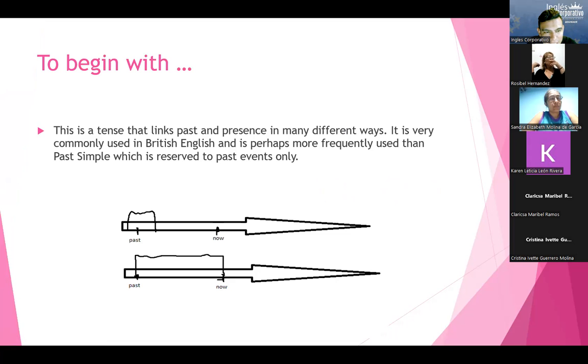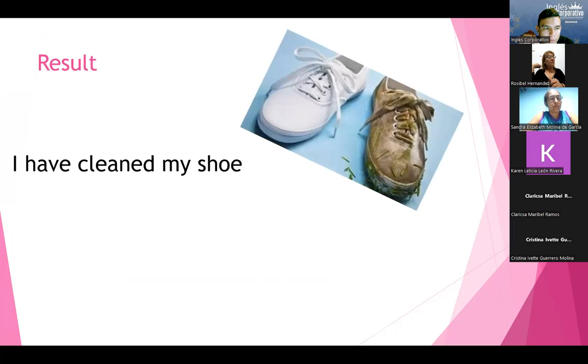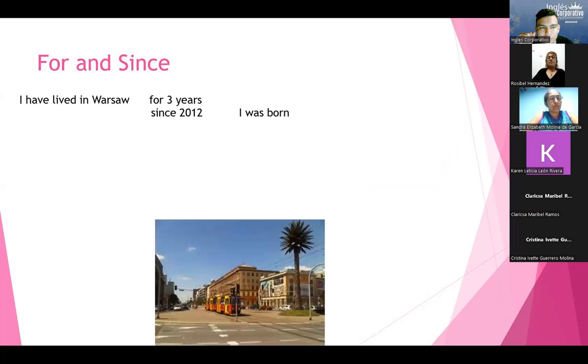This is a tense, like I said before, to begin with. This is a tense that links past and present in many different ways. It is very commonly used in British English, and it is perhaps more frequently used than past simple, which is reserved for past events only. Result: I have cleaned my shoes.